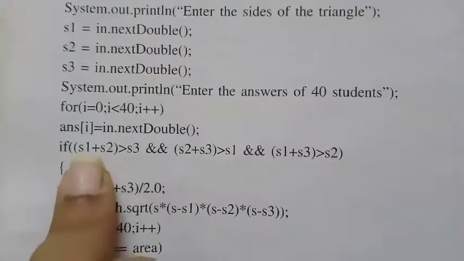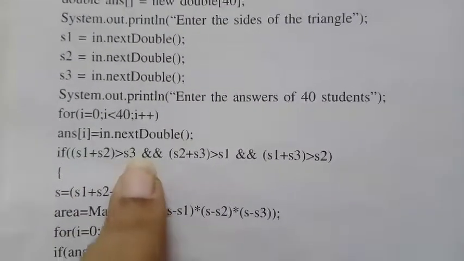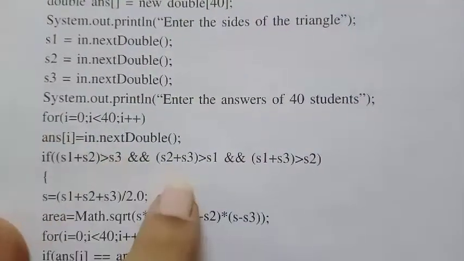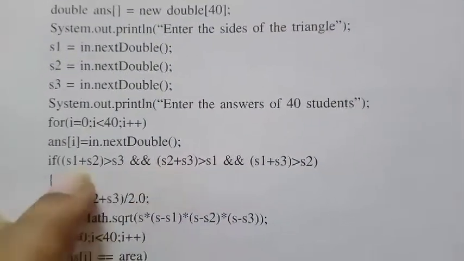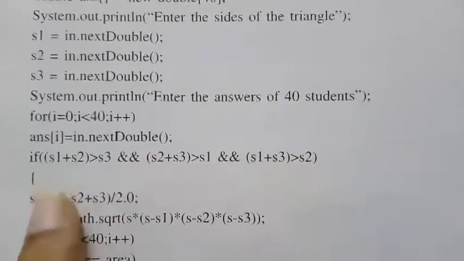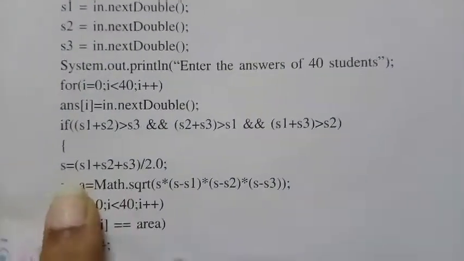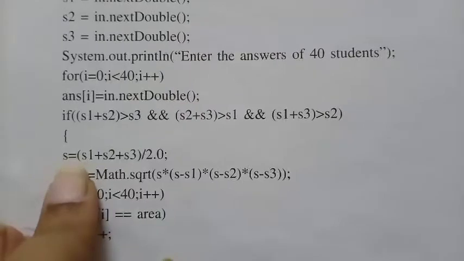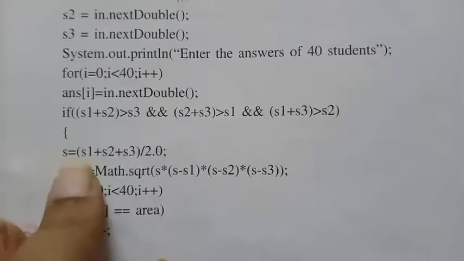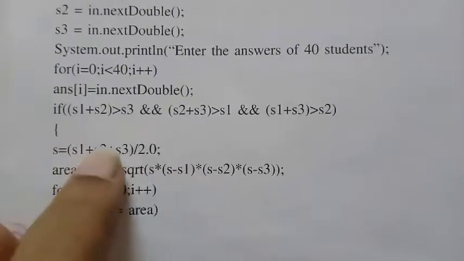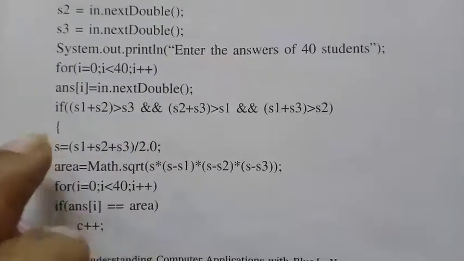First, she checks whether s1 plus s2 is greater than s3, that is, the sum of the other two sides should be greater than the third side, right? They check that first. After checking that, if everything is correct, they enter inside. Then this is your formula: s is equal to (s1 plus s2 plus s3) by 2. This is your formula to find the value of s.